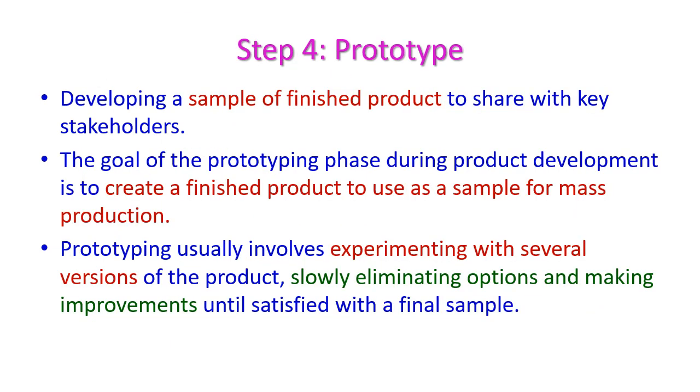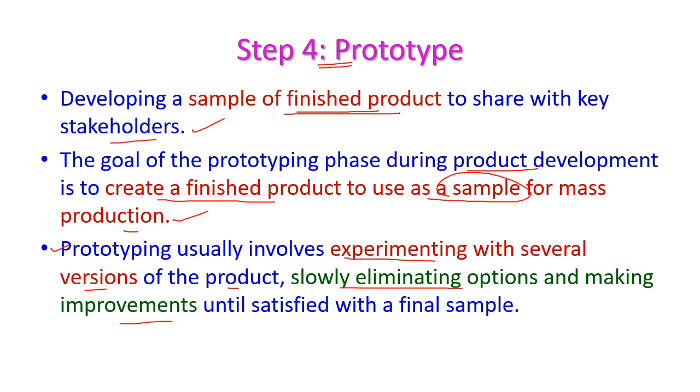The fourth step is prototype. Developing a sample of the finished product is called a prototype that will be shared with key stakeholders. The goal of the prototyping phase during product development is to create a finished product to use as a sample for mass production. This is called prototyping, and it usually involves experimenting with several versions of the product and slowly eliminating the options and making improvements until satisfied with the final sample.